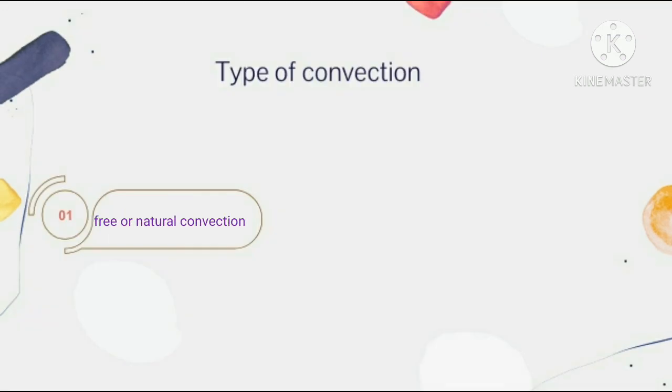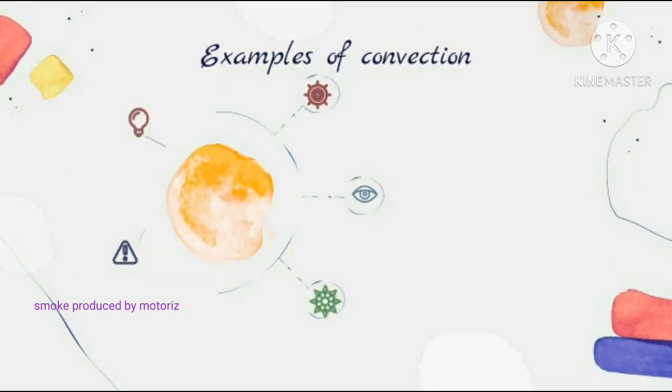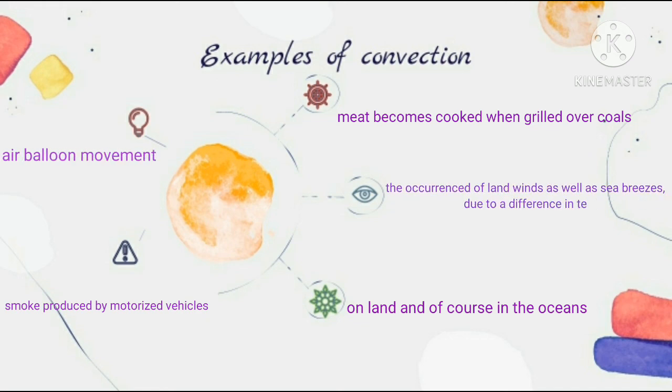Types of convection: one, free or natural convection; two, forced convection. Examples of convection: one, air balloon movement. Two, meat becomes cooked when grilled over coals. Three, the occurrence of land and sea breezes due to a difference in temperature. Four, on land and of course in the ocean. Five, smoke produced by motorized vehicles.